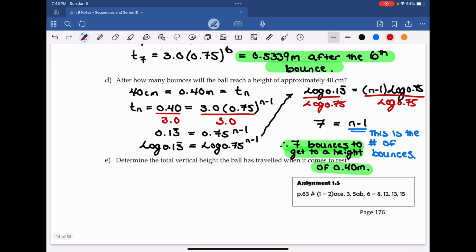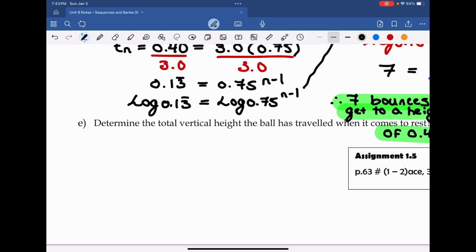All right. Now, determine the total vertical height of the ball as it's traveled and then when it comes to rest. Here's how we got to think about this. This is another quite complicated one. However, you can break it apart in a very logical way. So we know that if we calculate using this notation of an infinite geometric sequence, we can take that original height and divide it by 1 minus the common ratio, which is 0.75. And apparently this would give us the overall heights in terms of the ball bouncing.